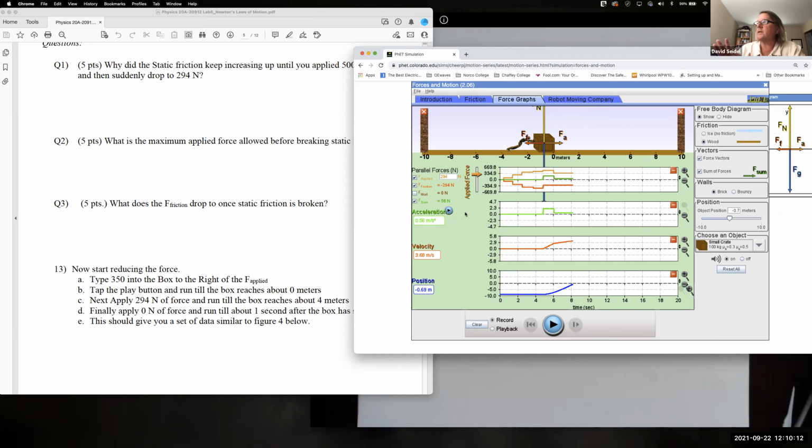Will it continue accelerating? Or just continue moving? No. Okay, because at 294, applied force matches my friction force and my sum of the forces will be 0. But it'll keep moving.